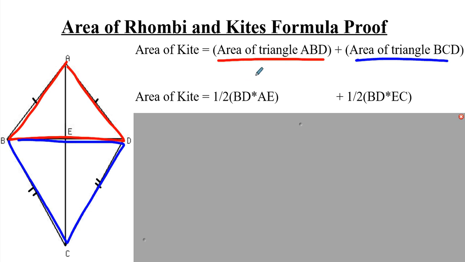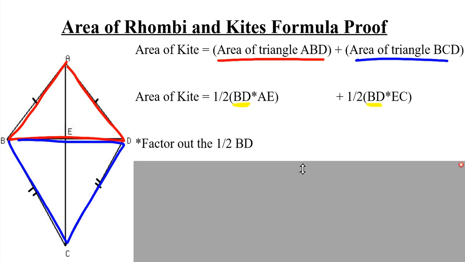Well, the area of the red triangle is 1/2 its base, which is BD, times its height, which is AE. And then the area of the blue triangle is 1/2 its base, which is also BD, times its height, which is EC. And so 1/2 base times height for each of them. You'll notice they have something in common. They both have a BD in them. So I can factor that BD out.